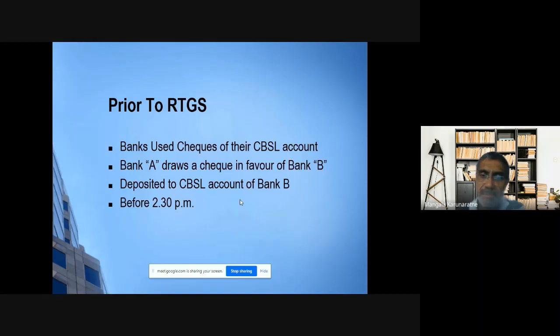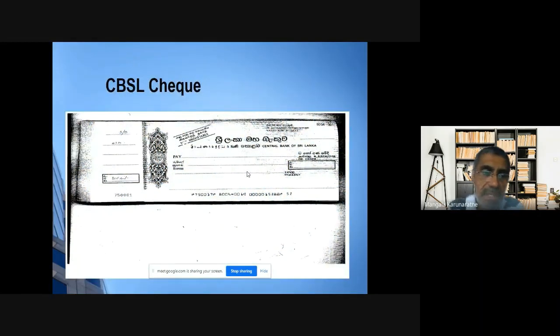So now, I have just scanned a check and put it here for your interest. You can see this is the central bank check issued on a bank account, right? So this was prior to 2003. Like a normal customer, we used to write checks when we want to make a payment to another bank. So this is a specimen of a check, right?